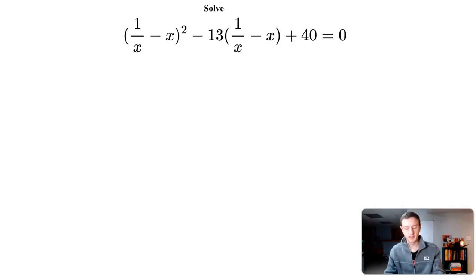Today we're going to take a look at a pretty fun, pretty scary looking problem. We have, in parentheses, 1 over x minus x, squared, minus 13 times 1 over x minus x, plus 40 equals 0.